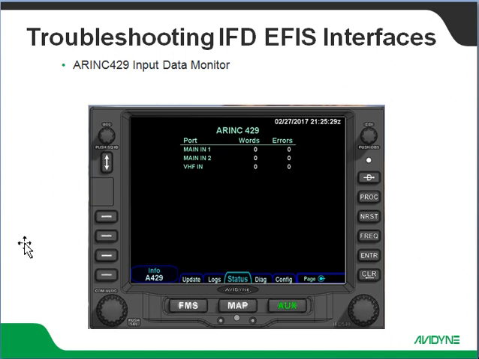And just real fast, how to get there is we go into maintenance mode, go over to our status tab, and then over here you'll see a button labeled info. Go ahead and cycle that info button until it says info A429, and that'll be your ARINC 429 data input monitor page.